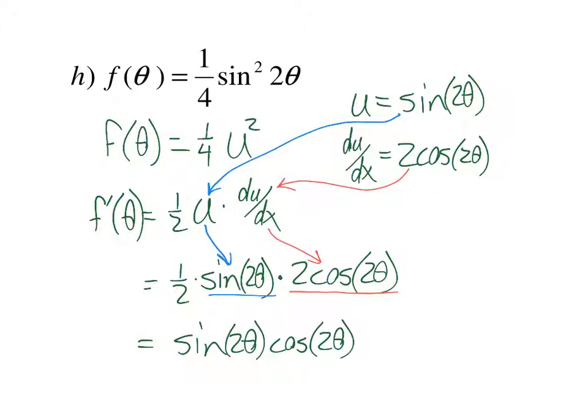Where did you get the 1/2? When I took the derivative of 1/4 u squared, I bring the 2 out in front and it's 2/4. Okay?